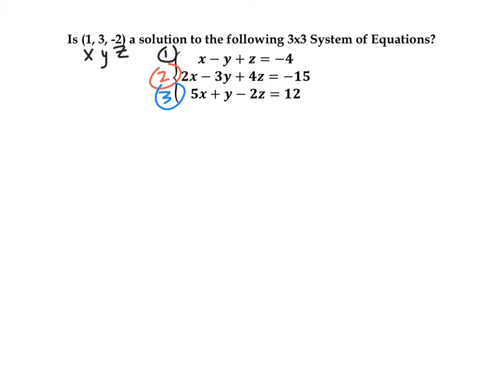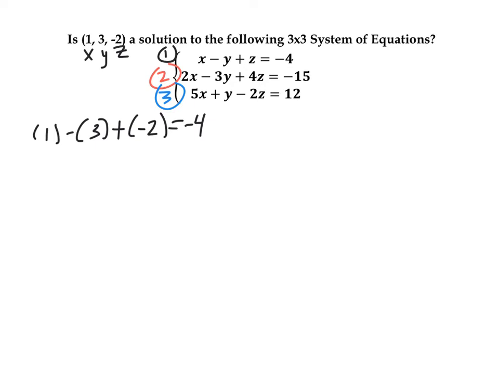Let's start with the first equation. So we have x minus y plus z equals negative 4. So instead of x, y, and z, we're going to substitute the values of x, y, and z. So we have 1 minus 3 plus z, which is negative 2. And that equals negative 4.